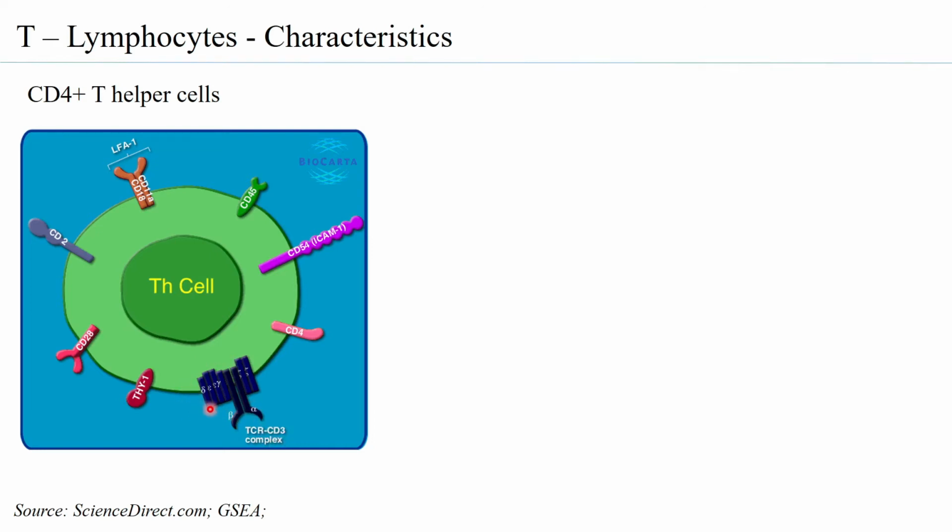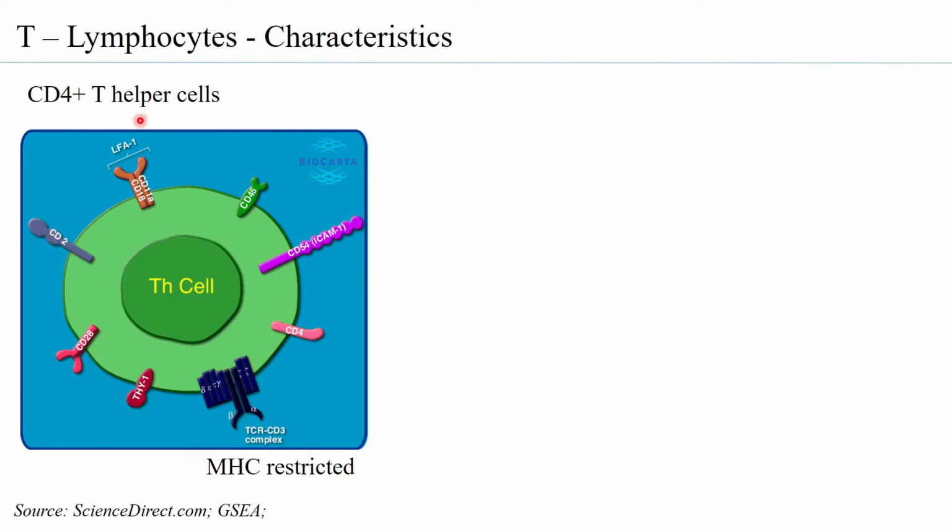So it always exists as a TCR CD3 complex, and this TCR CD3 complex can bind to an antigen, but that antigen has to be bound to an MHC. So it is always MHC restricted. Then other than this, which is a very key component of the CD4 plus T helper cell, it has CD28 that can bind to B cells.